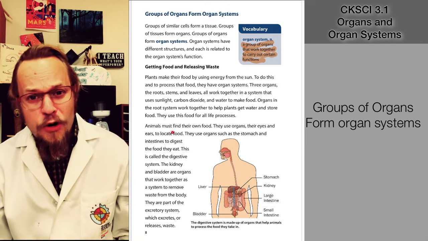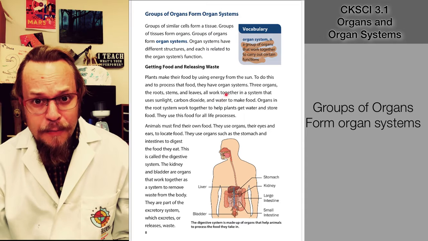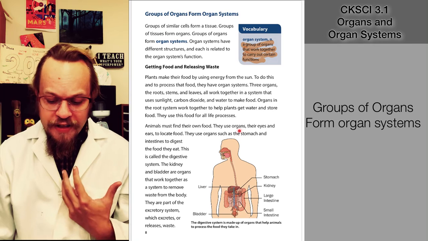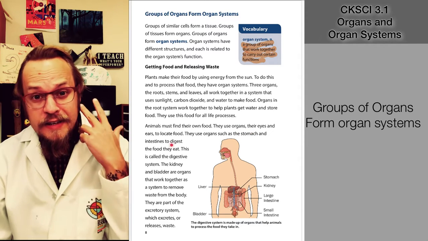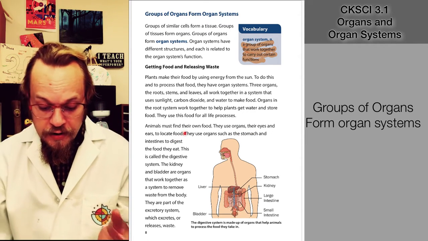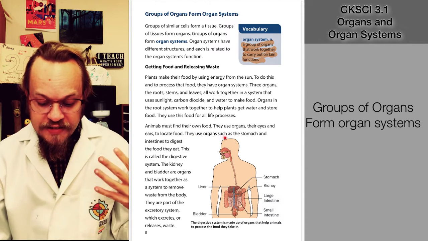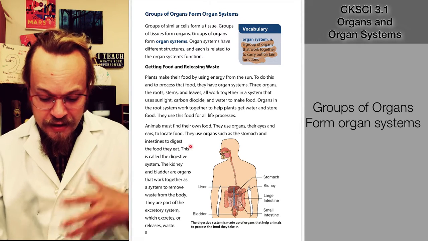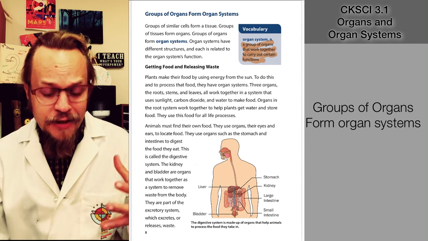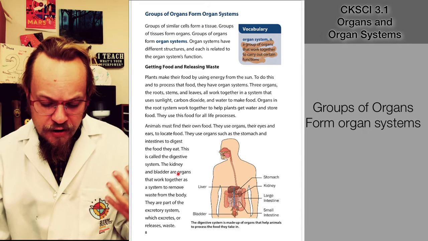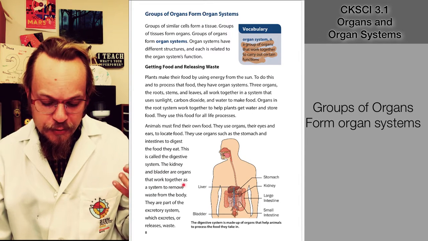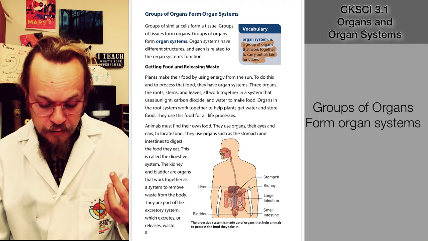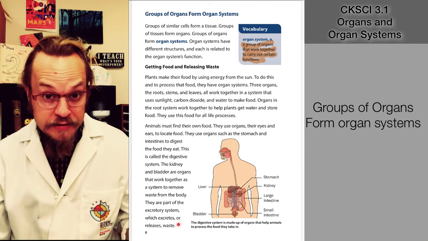Animals, we have to find our own food, which could include the plants up here, or other animals. We use organs, such as our eyes and ears, to locate the food. Then we use organs such as our stomach and intestines to digest the food that we eat. This is called our digestive system. The kidney and bladder are organs that work together as a system to remove waste from the body, and they are part of the excretory system, which excretes or releases waste.